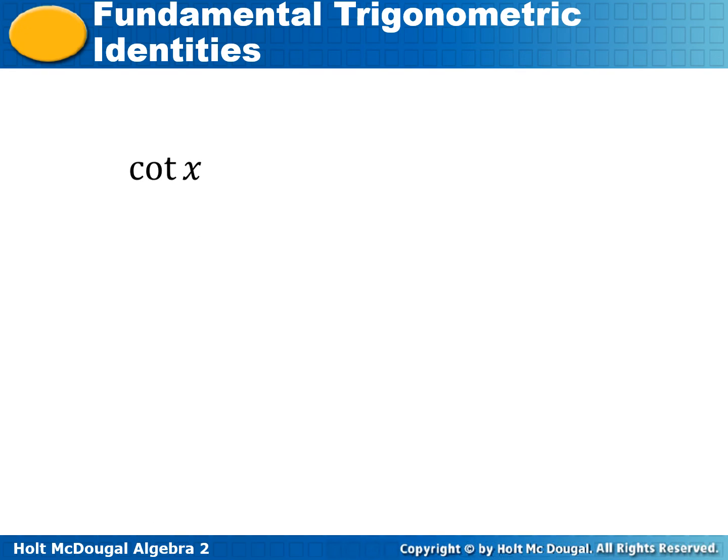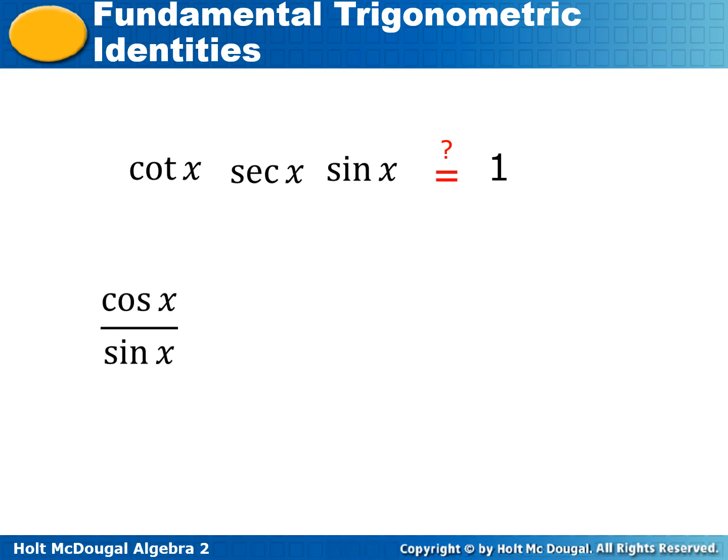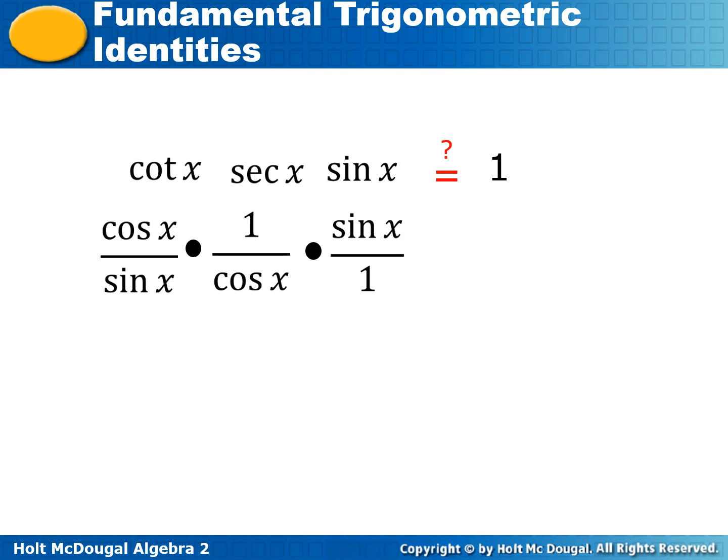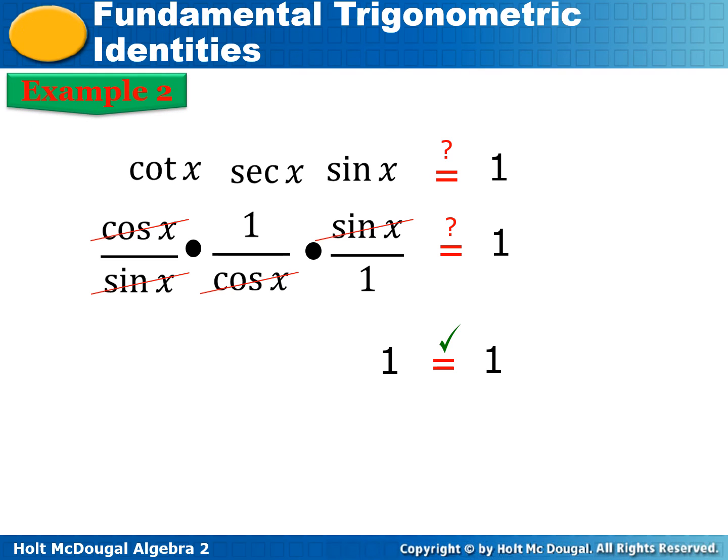So let us have another one. Cotangent x times secant x times sine x, is it equal to 1? So let us rewrite cotangent x as cosine x over sine x, times secant x rewritten as 1 over cosine x, then copy sine x. And then we are going to have it over 1, because any number has a denominator of 1. Is it equal to 1? So from here, we can cancel cosine x, then we can cancel sine x. So therefore, 1 times 1 is equal to 1. Really, 1 is really equal to 1. That is example number 2.